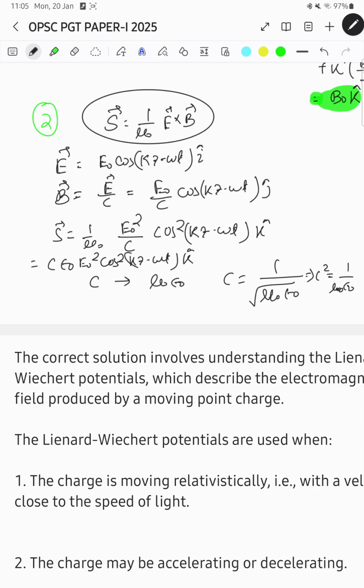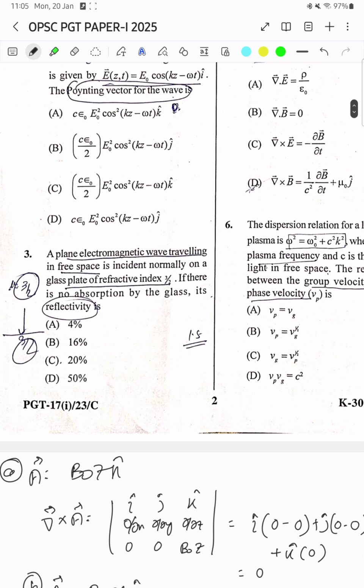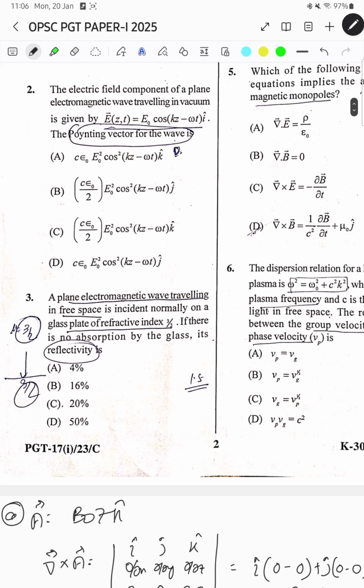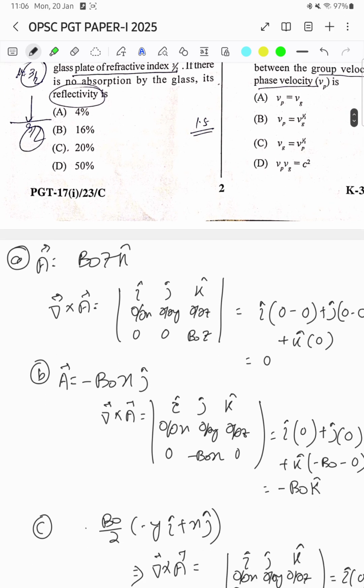Is it clear? Yes. So this is the correct answer, option number A. Option number A is the correct answer here. Okay, question number 3.